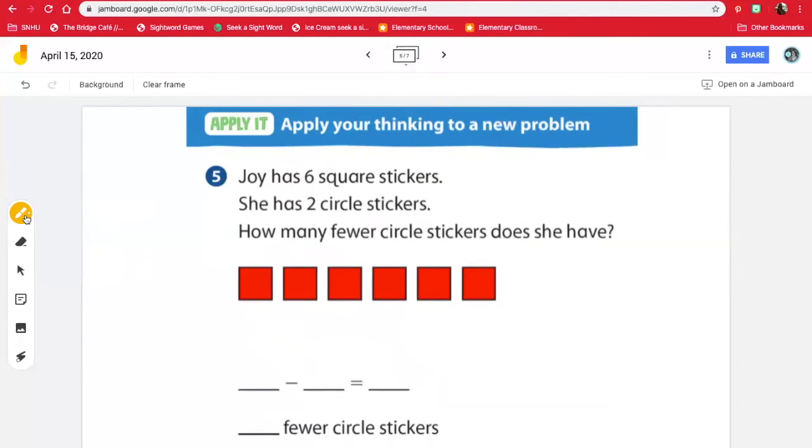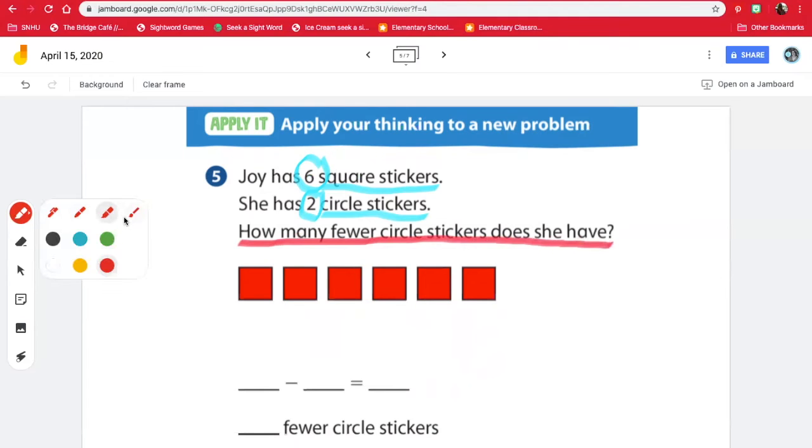Here's a new problem. Let's get our highlighter and let's read the problem. It says Joy has 6 square stickers. She has 2 circle stickers. How many fewer circle stickers does she have? Well, what's the problem about? We know it's about square stickers and circle stickers. She has 6 squares and 2 circles. And the question is asking, how many fewer circle stickers does she have?